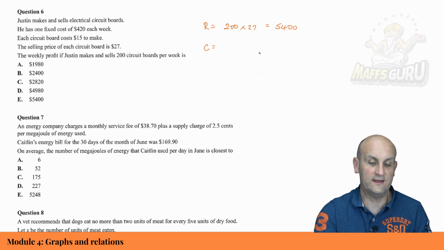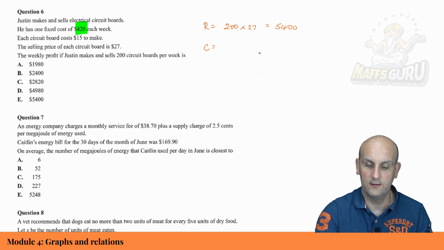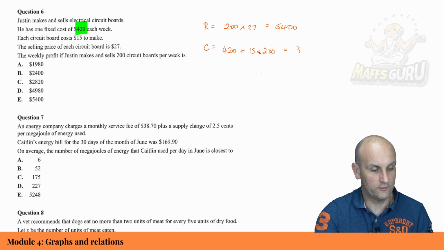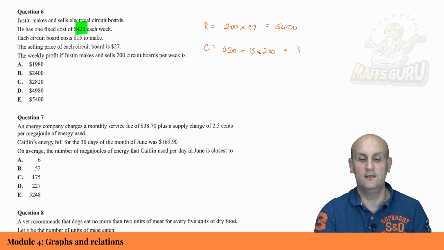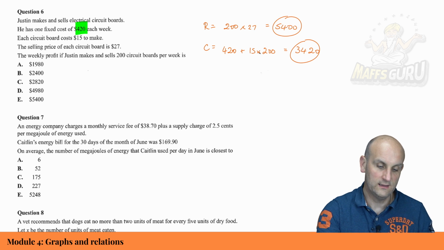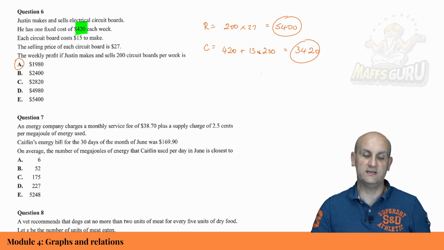The costs, where he had a fixed cost of $420, so that was a one-off cost. But then he had to pay $15 for each of the boards. And so when you worked out 420 times that, you got 3,420. So that was my revenue. That was my cost. The profit was the difference between them. So taking them both away gave me 1,980.